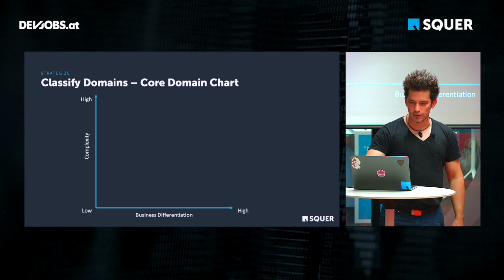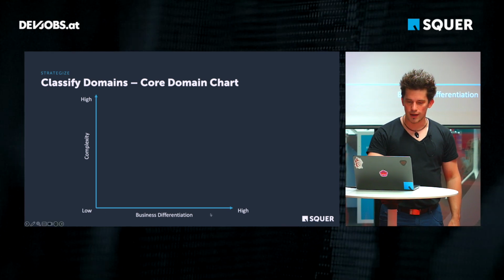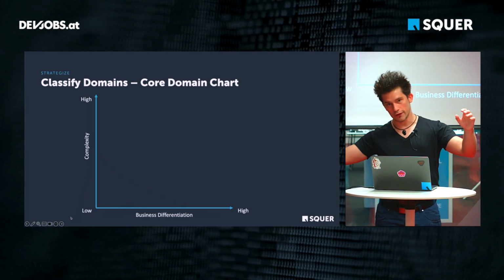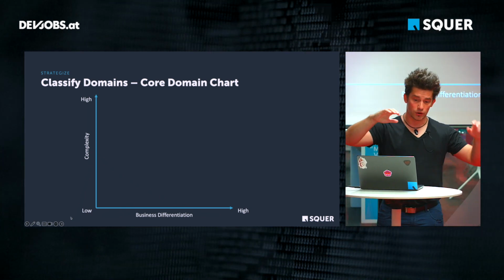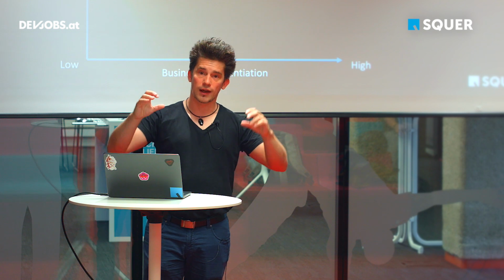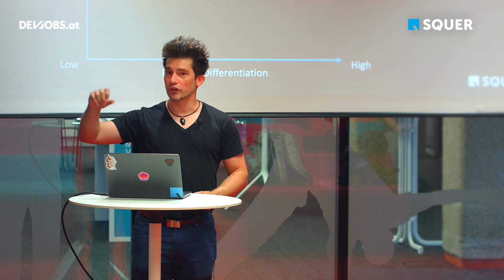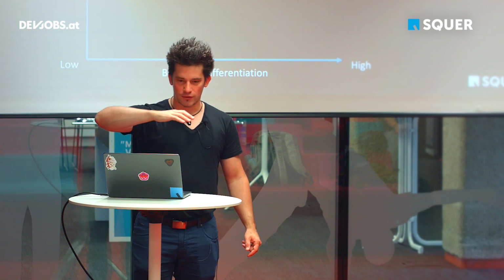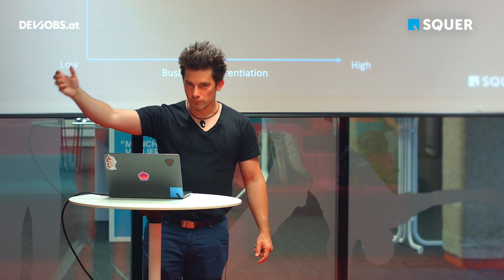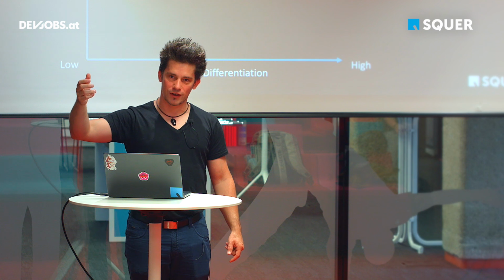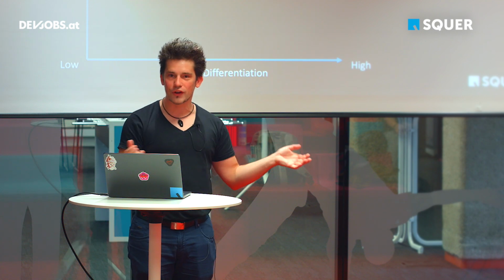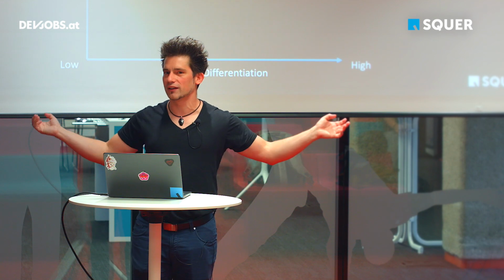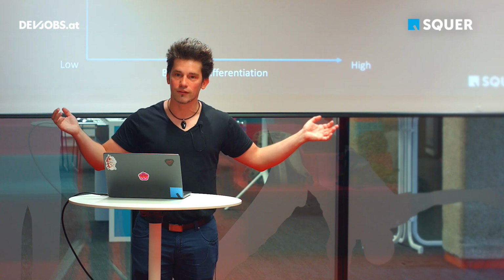And this core domain chart, first of all, has an X and a Y axis, which define the business differentiation and the complexity. So the X-axis tells you how much of a USP you create with that. The further right it is, the more you differentiate the thing from all the other things. And the more to the left it is, it's something you will find behind every corner, I would say.